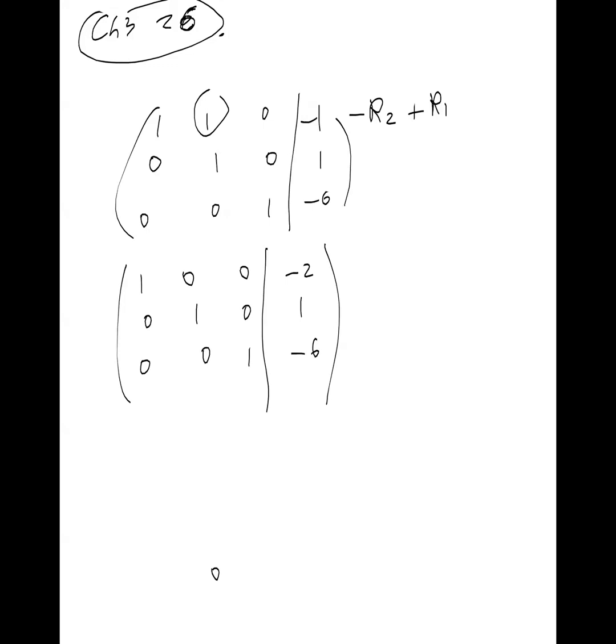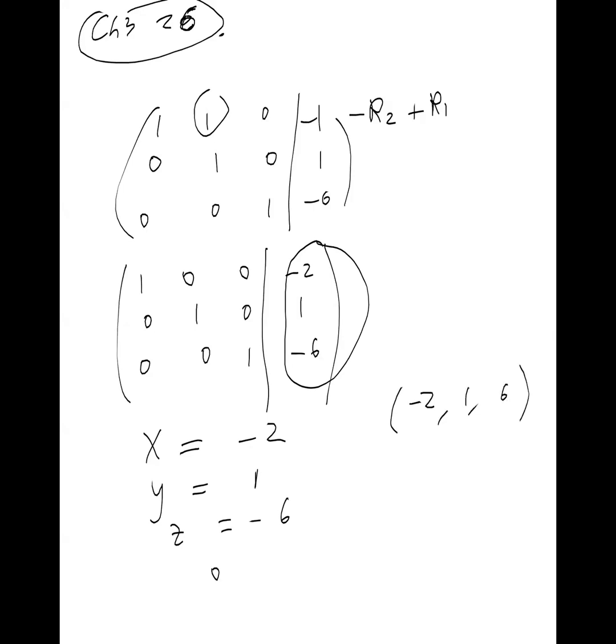Now, guess what? When it's ones on the diagonal and zeros everywhere that's not the diagonal, what did I tell you about that specific result? Then the answers are actually just automatically on the other side. So what is x equal to? What is y equal to? And what is z equal to? So then you put them in alphabetical order. -2, 1, 6. There we go. Oh, sorry, -2, 1, -6.